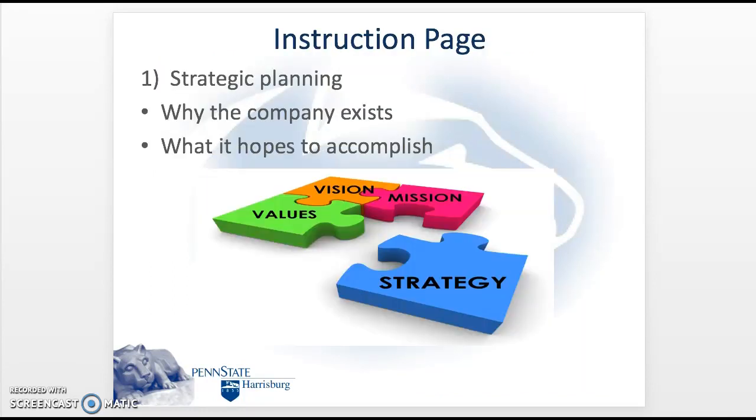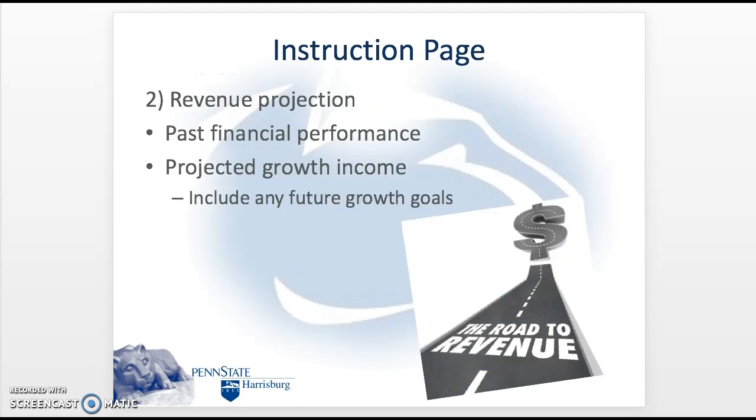So the first step in creating a sound budget would be strategic planning. Within strategic planning, the company needs to know why exactly it exists. It looks at its values, visions, and missions, and what it hopes to accomplish in the future. Once these goals are in sight, they can begin looking at revenue projection.